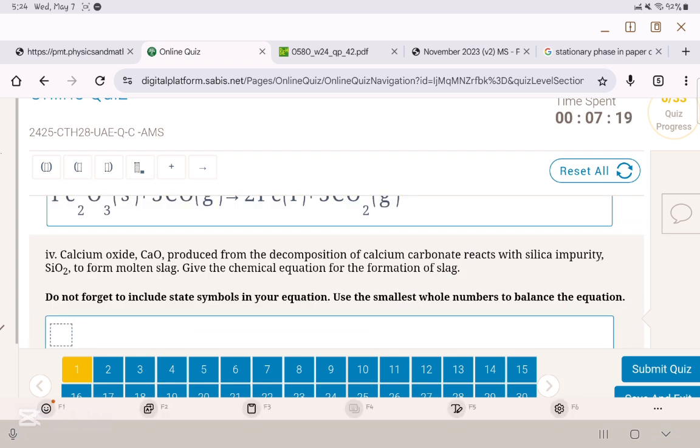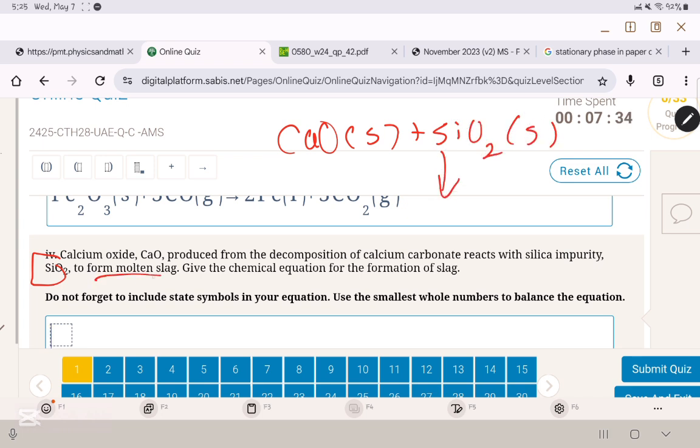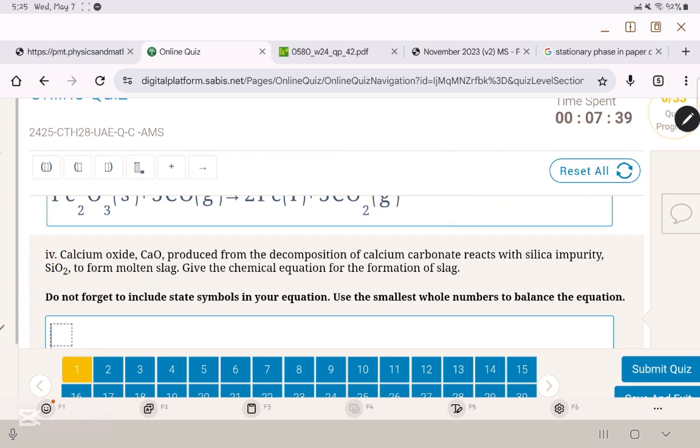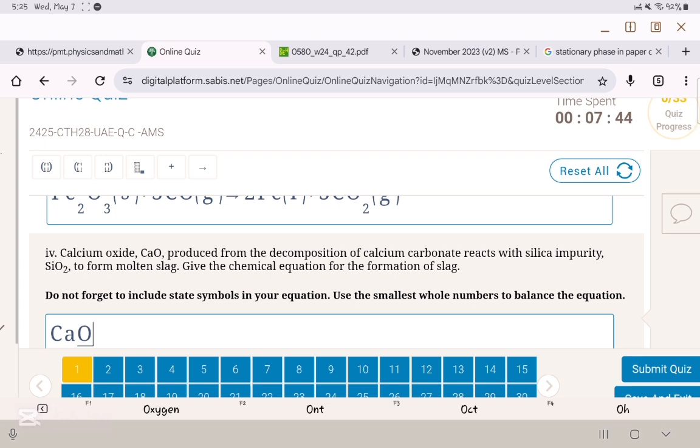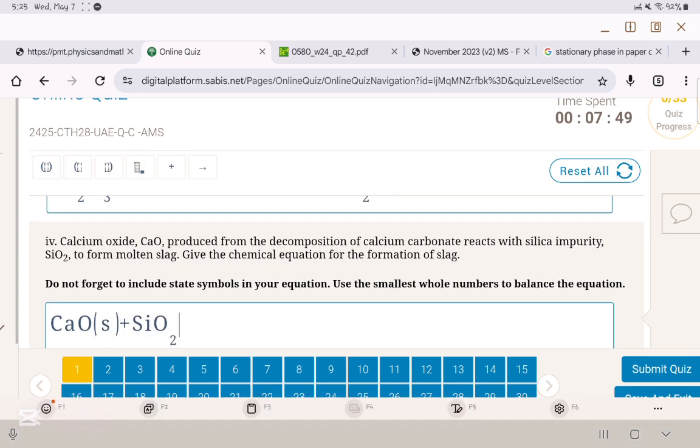We move on to the last equation: calcium oxide produced from the decomposition of calcium carbonate with silica impurity. Silica impurity is SiO2, and it will form molten slag. So it's CaO, which is a solid, will react with SiO2, which is also a solid, to form molten slag, CaSiO3, which is a liquid. So very simply, CaO solid will react with SiO2 solid to form CaSiO3.